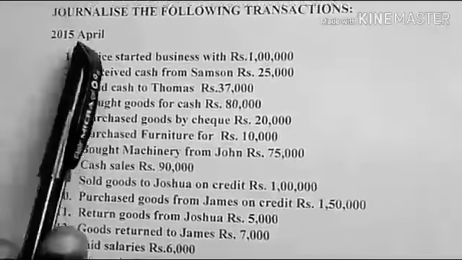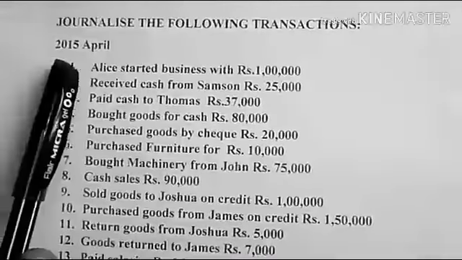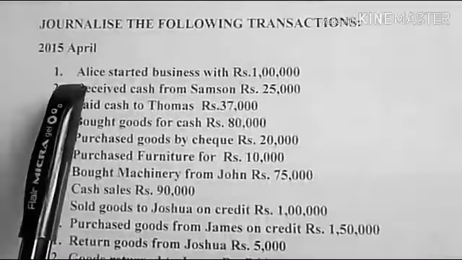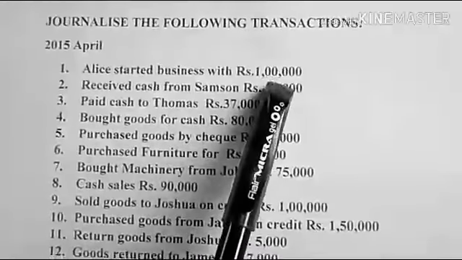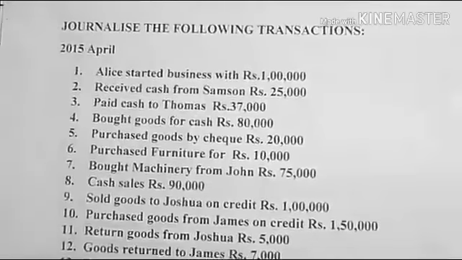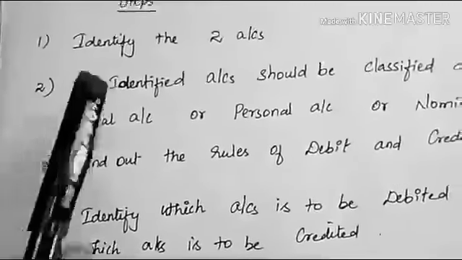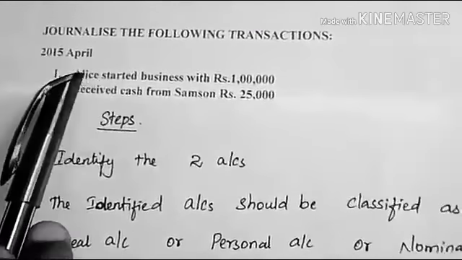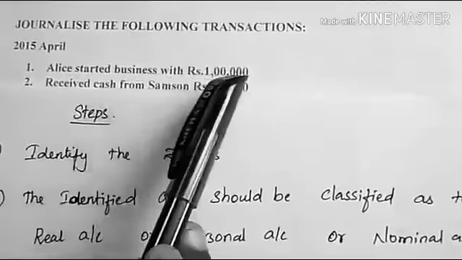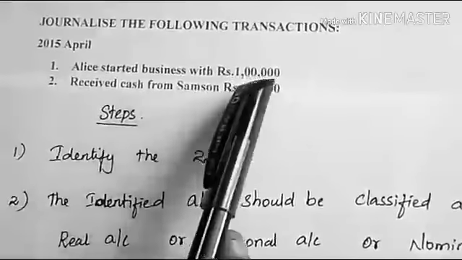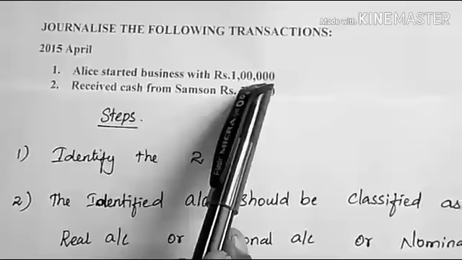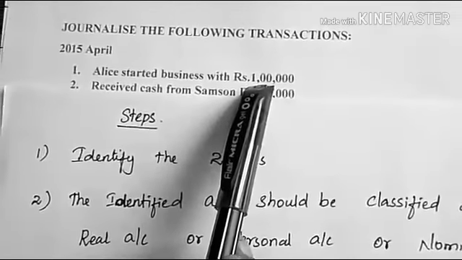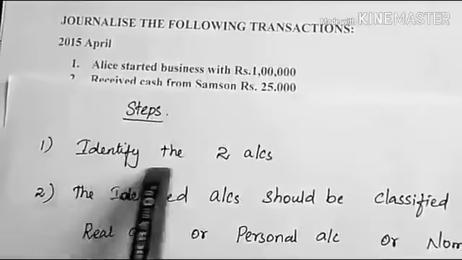See this problem. Journalize the following transactions, 2015 April from 1st to 24th. See the first transaction. Alice started business with 1 lakh. I told you, just refer to the 4 steps. Identify the 2 accounts. So what are the 2 accounts involved in this transaction? Alice started business with 1 lakh. See, 1 lakh rupees cash invested by Alice. Alice is a proprietor. She invested 1 lakh rupees for her own business. Okay, so identify the 2 accounts.